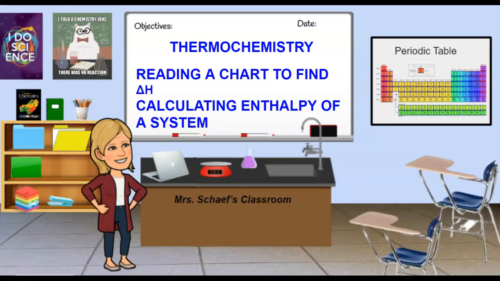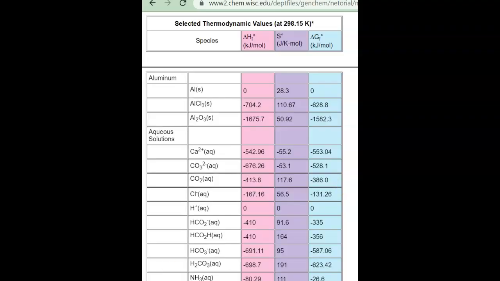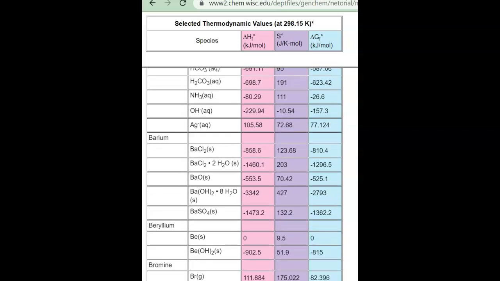So let's get started. The chart that you see here is very similar to what is in your textbook, except that it has only selected values, so it doesn't have all the values that your textbook has. It lists the species, or the formulas, and there's your delta H, your S, and your delta G for your Gibbs free energy. Your book has the same 3 columns in a different order: your S and your delta G are flipped, but other than that, they are the same.